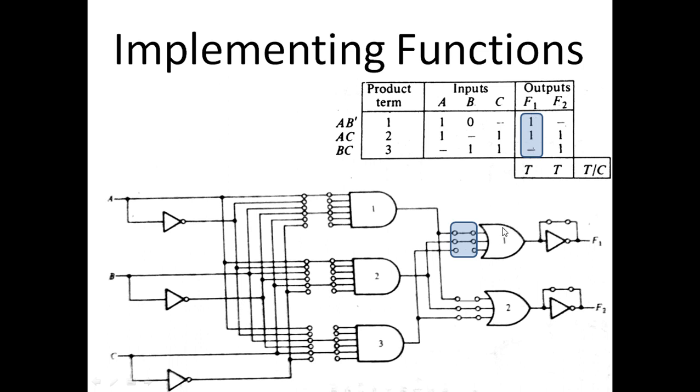So we keep the connection. This is product term 1, we keep it. This is product term 2, and this is product term 3, which is broken because in front of product term 3 there is a dash.